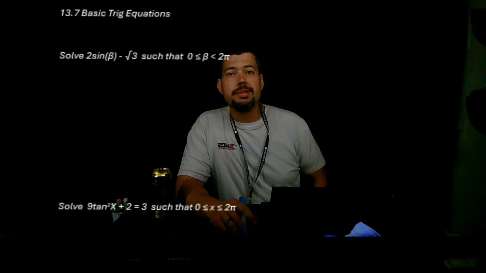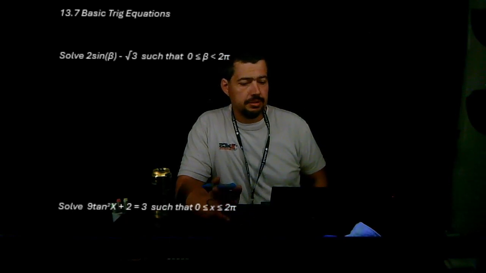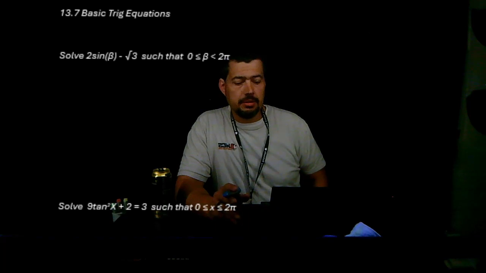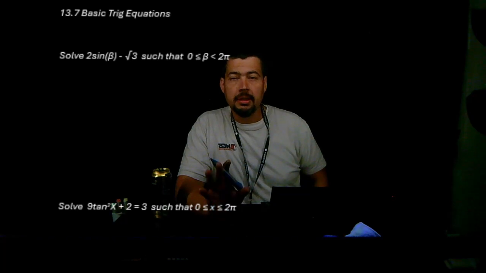So here we go. This is 13.7, solve basic trig equations. First up is solve 2 sine of beta, take away root 3, such that beta exists between 0 and 2 pi. So don't be intimidated by the fact that it's trig. Just focus on doing the easy things first.